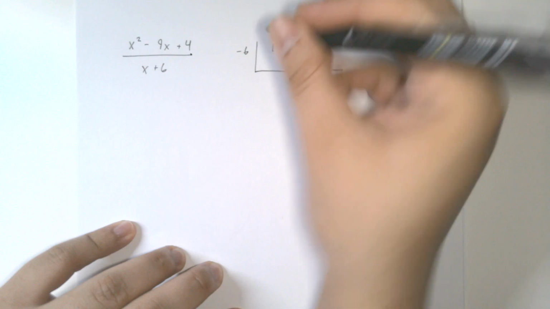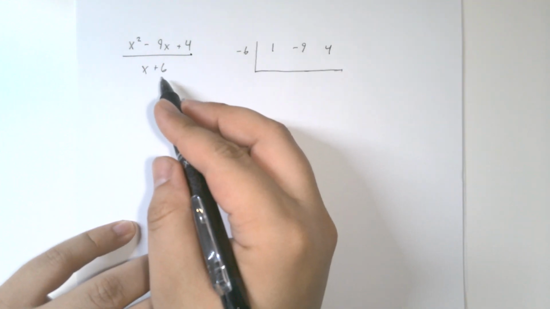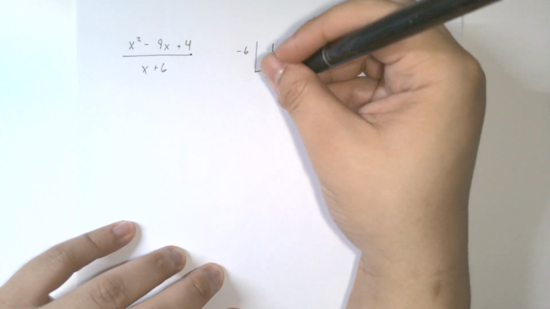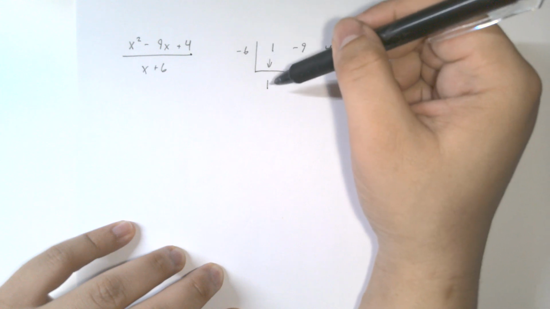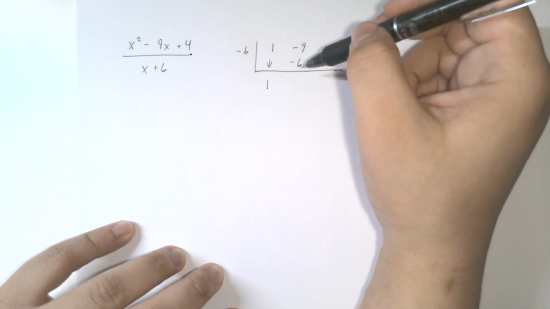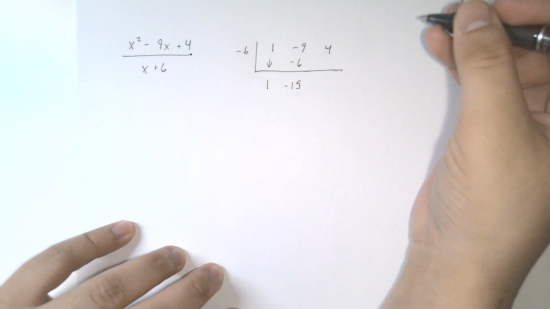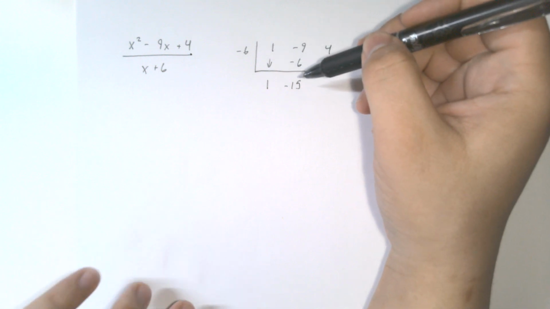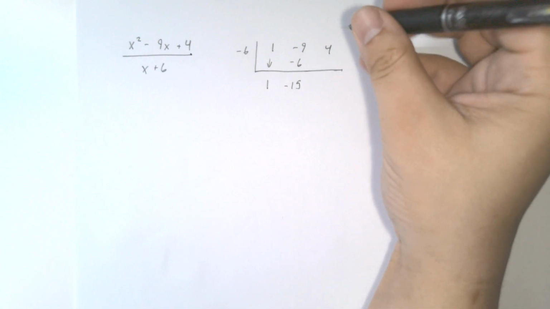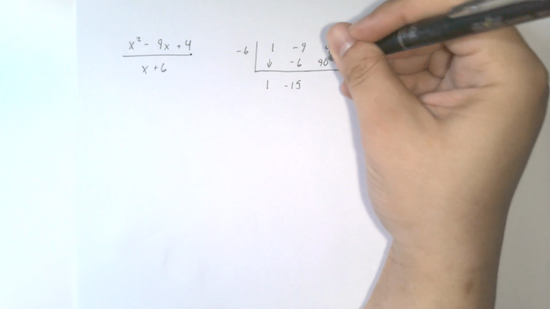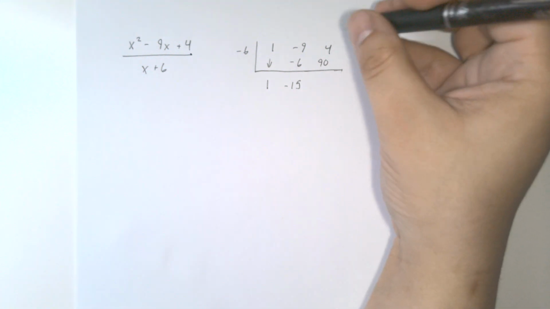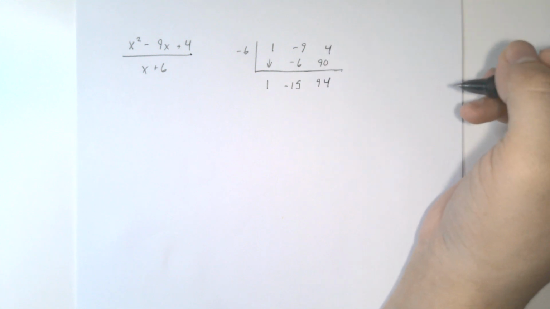And then we have a minus 6. We have to flip this sign every single time we do synthetic division. But then we bring down whatever this number is, in this case 1. We have negative 6 times 1, which is negative 6. We have negative 9 minus 6, which is negative 15. We have negative 6 times negative 15, which is positive 90. And then we have 4 plus 90, which is 94.